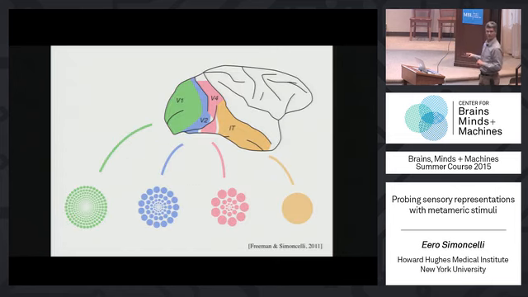So here's V1. Lots of cells and fairly smallish receptive fields growing with eccentricity. Here's V2. They're bigger. They grow faster. Here's V4. And by the time you get to IT, Jim DiCarlo was here a bunch of days ago, and he probably told you this, almost every IT cell includes the fovea as part of its receptive field. They're very large, and they often cover kind of half the visual field.